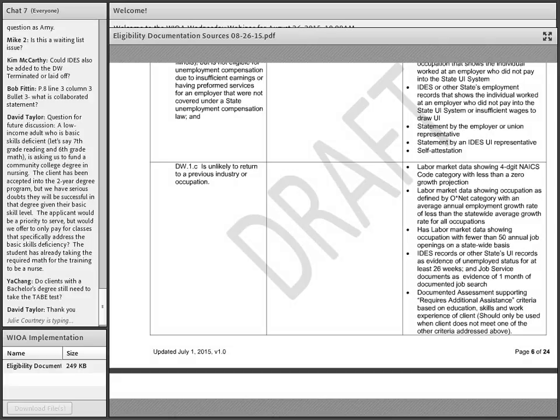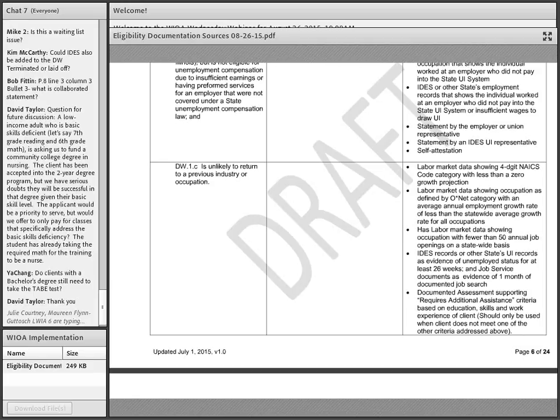Nope, unless there's any questions. Again, to me, it works really well because it's the same basic criteria under WIA dislocated worker, except it expands it for those spouses of veterans.